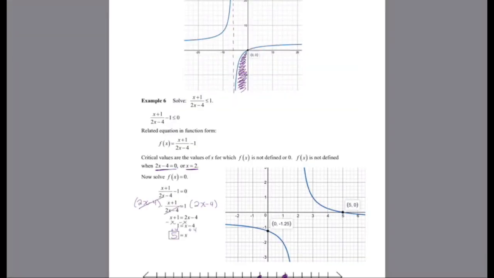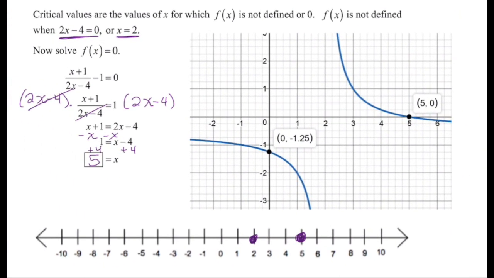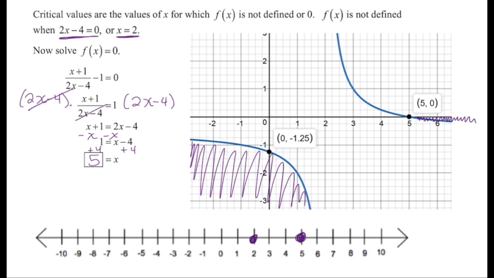Going to the previous page then, where we need to shade. We need to shade in the interval again between -infinity and 2. We are negative here. And then in the interval between 5 and infinity, we are negative. So this little piece here, if we were to continue going forever and ever.